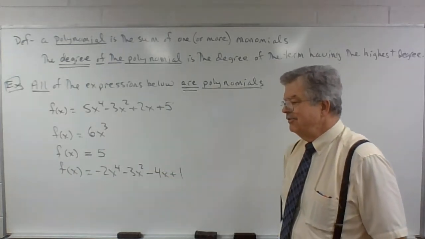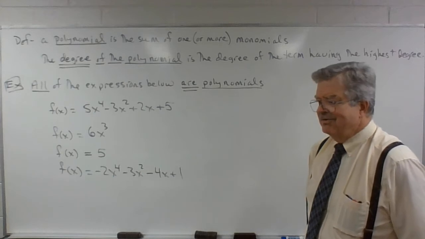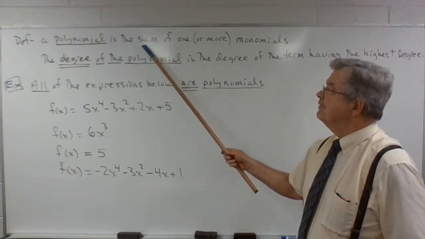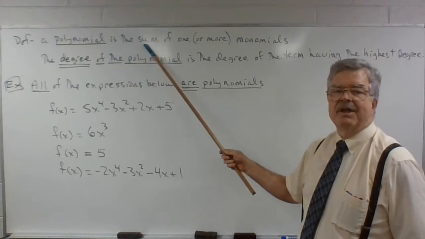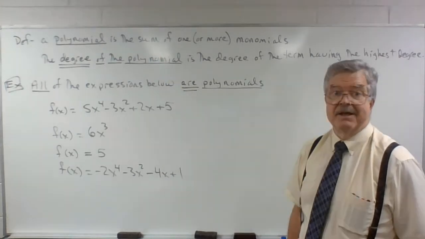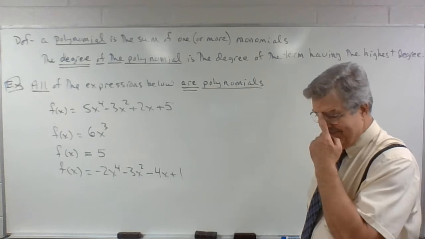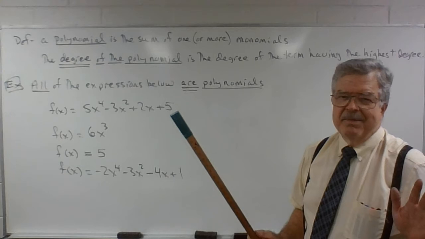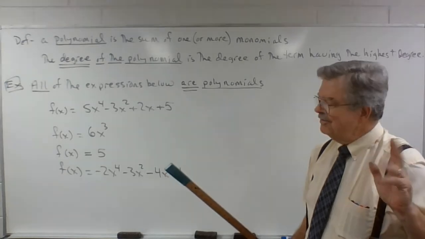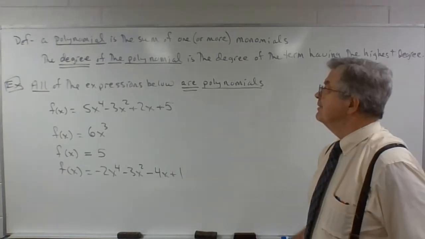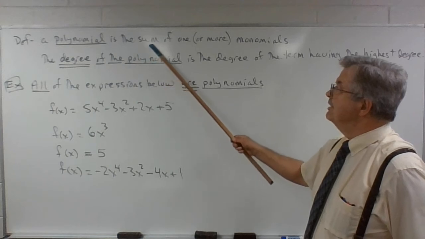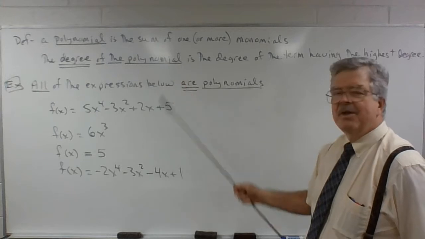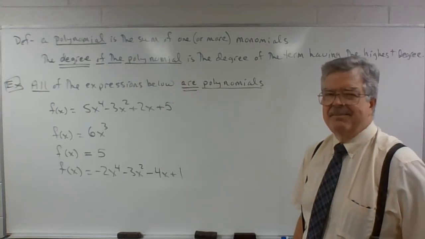By the way, for those of you who are scrutinizing what I say, when I talk about sum here, I'm talking about a sum having finitely many terms. To most of us, that's not going to be a concern, but just to make sure I say this absolutely correctly: a polynomial is the sum of one or more monomials, and when we say sum, we're talking about finitely many terms.